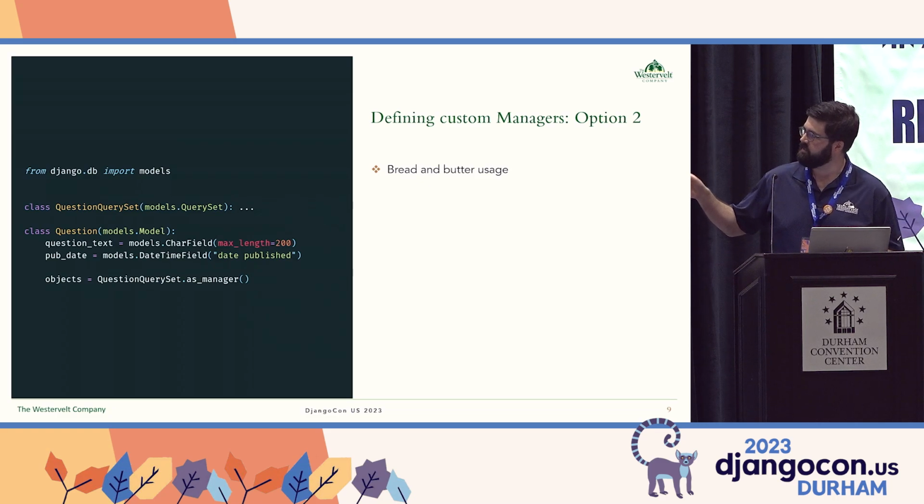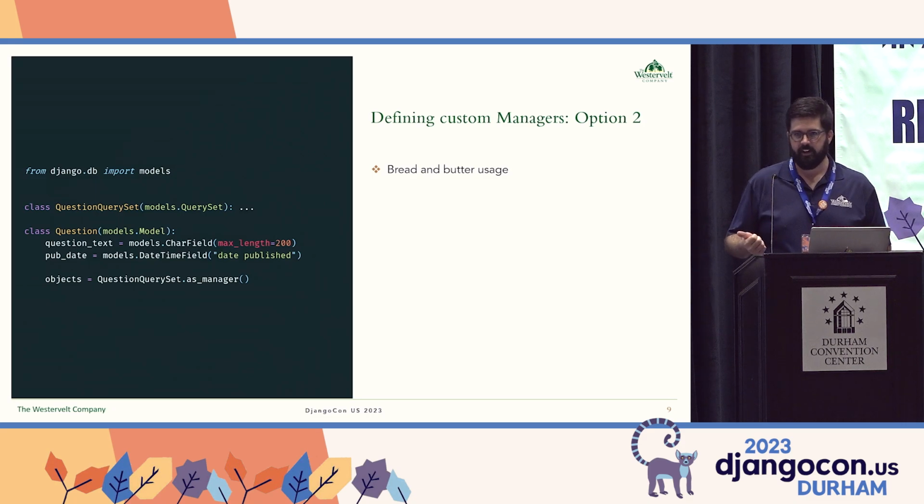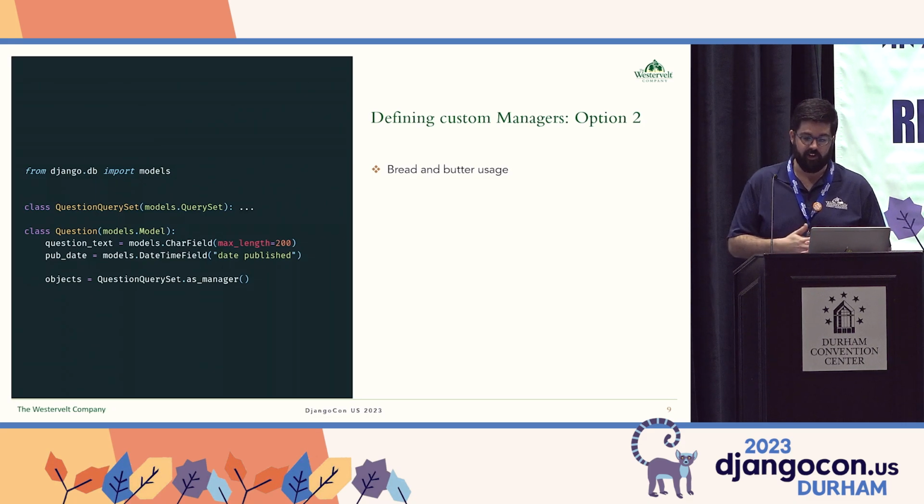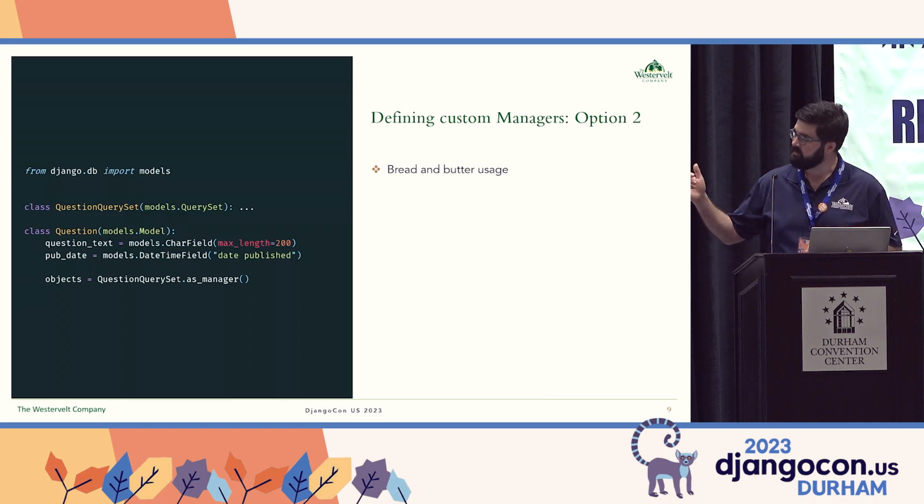Next up, what I consider the bread and butter way of defining a custom manager. Instead of creating a manager, we're going to create a query set that inherits from models.QuerySet. And then using the as_manager method provided by the query set, we're going to set the objects attribute.